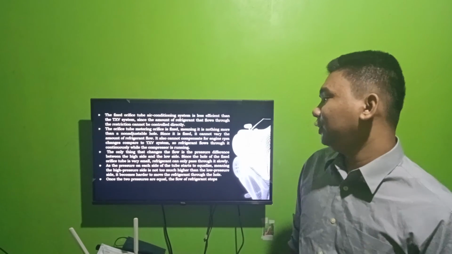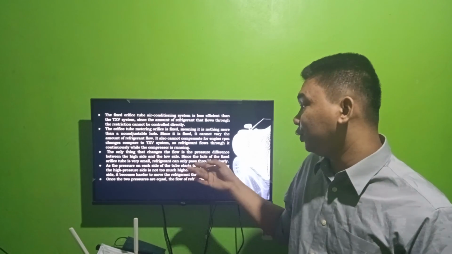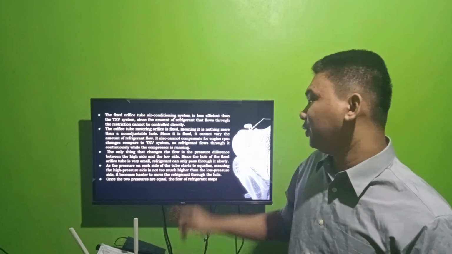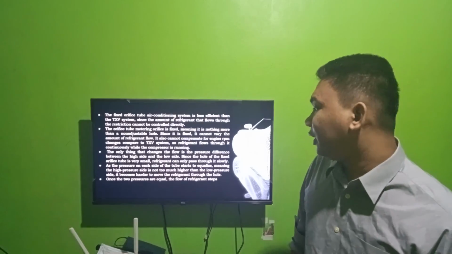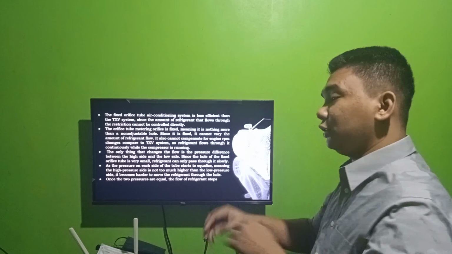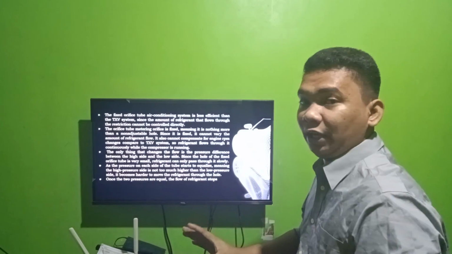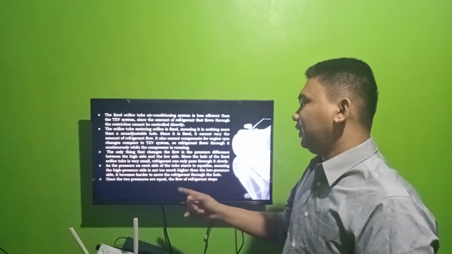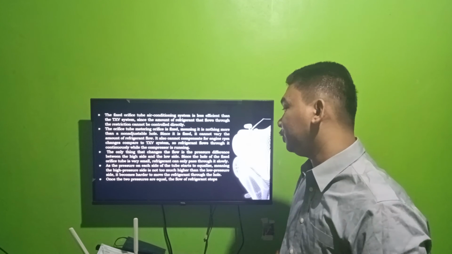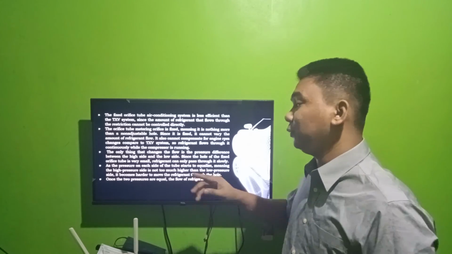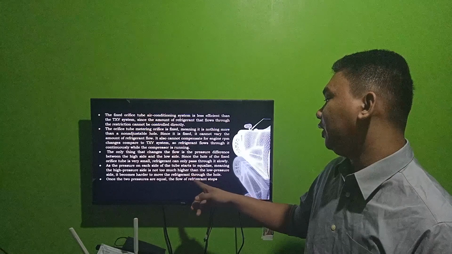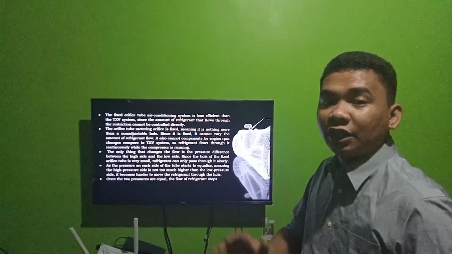So the only thing that changes in the flow is the pressure, also the pressure difference between the high side and the low side. Since the hole of the fixed orifice tube is very small, refrigerant can only pass through it slowly. Mabagal lang naman. So, pero continuous. Same amount, same, do not vary. Okay? As the pressure on each side of the tube starts to equalize, meaning the high pressure side is not too much higher than the low pressure side, it becomes harder to move the refrigerant through the hole. So, once the two pressures are equal, the flow of refrigerant stops.